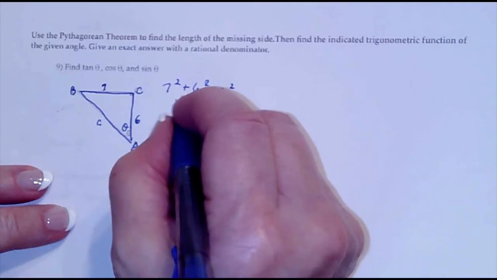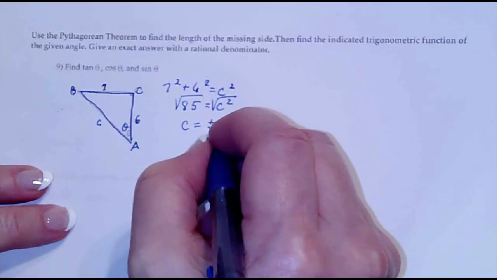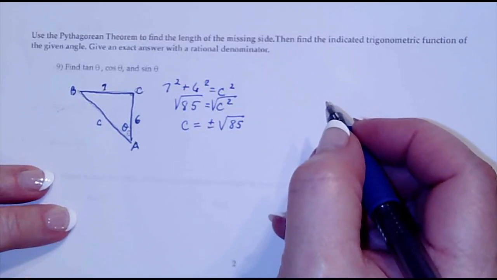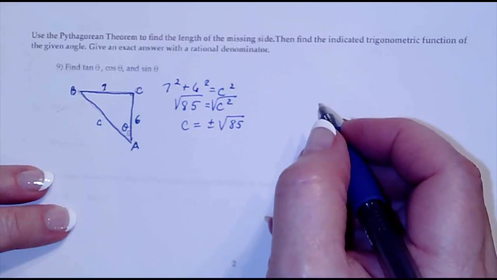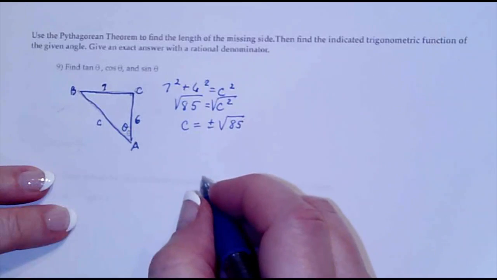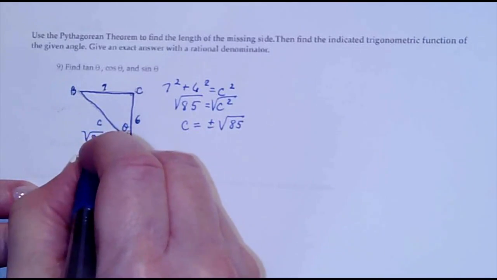Then we're going to take the square root on both sides. So this gives me C is plus and minus the square root of 85. Now, what do we know about the square root of 85? We can't use minus because why? Because if we use minus, it's talking about the length of a side, right? So we know that our C is going to be the positive square root of 85.